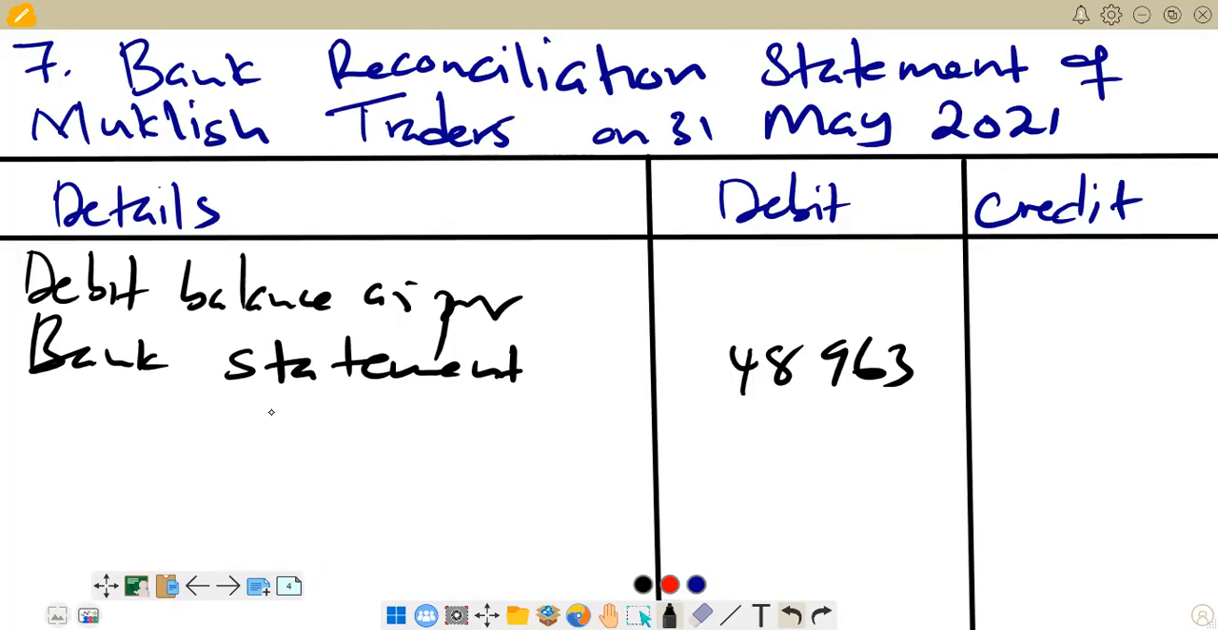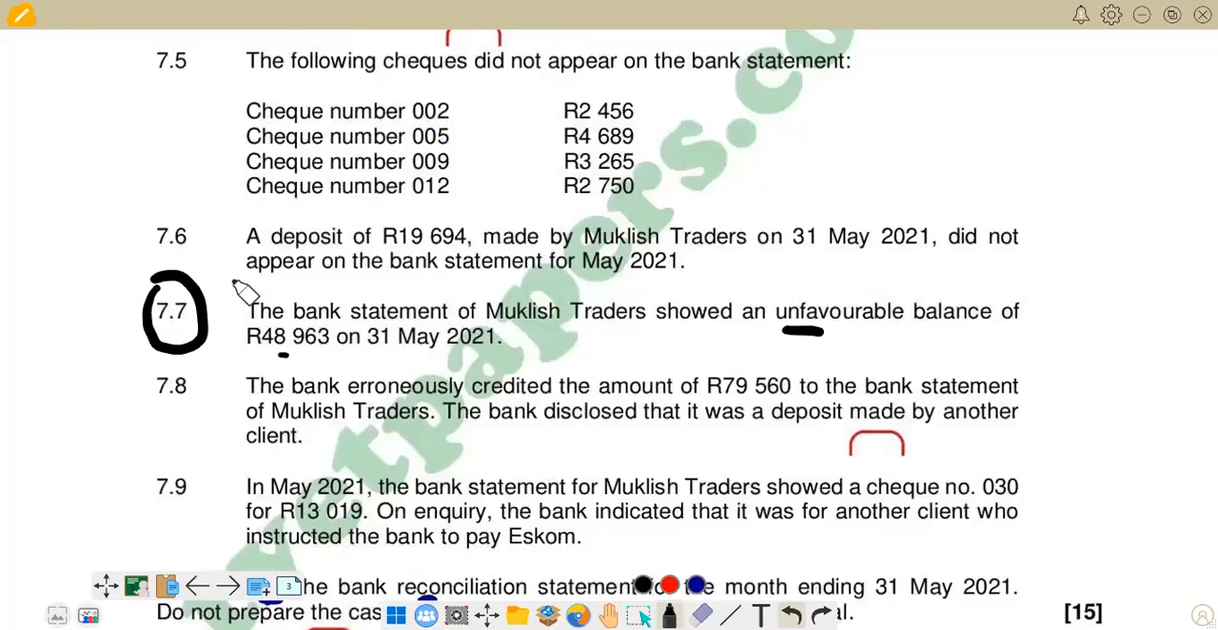Then from there, we can check if there are any outstanding deposits. We can start by listing the outstanding deposits that we have there. Then we go to outstanding checks, and then if there are any errors, we include them beneath that. So we go there to check if we have got any outstanding deposits. We are told that a deposit of 19,694 on item 7.6, a deposit of 19,694 made by Muklish Traders on 31 May 2021, did not appear on the bank statement.